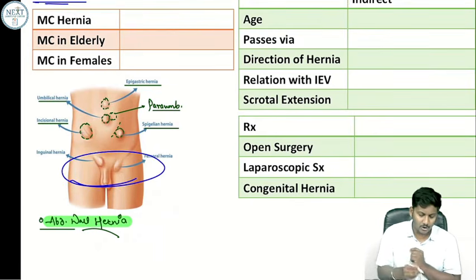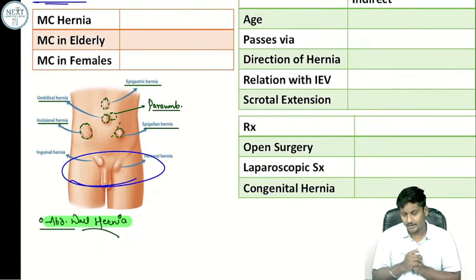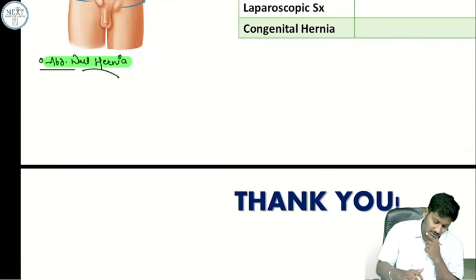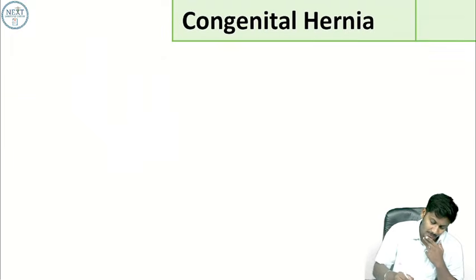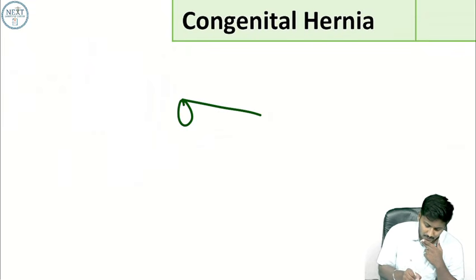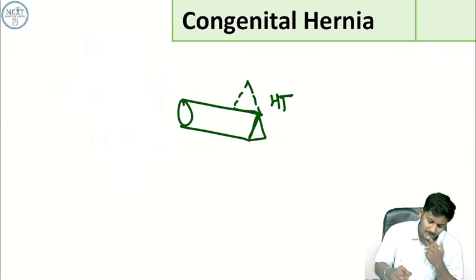In the groin, the more common type of hernia is the inguinal hernia. We know that inguinal hernias are of two types. For example, let's say this is your deep inguinal ring. This is your inguinal canal, and this is your superficial inguinal ring. Above and behind this inguinal canal, we have the Hesselbach triangle.